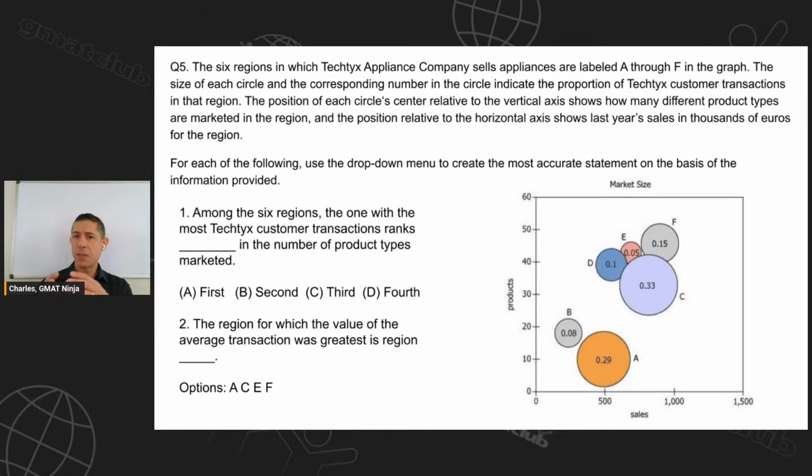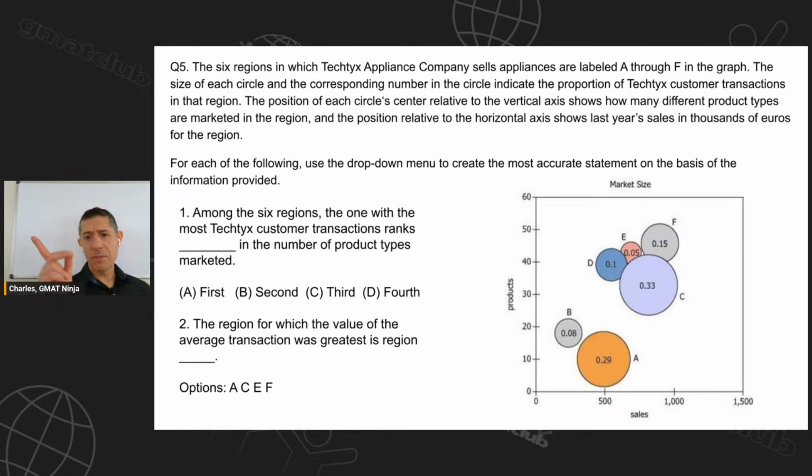It's saying that 33% of transactions are in region C of the total transactions in the company, so about a third. Okay. Well, if we look right above that, the little guy, E, 0.05, it's saying 5% of transactions are in region E. Okay. So what's the broad story here?